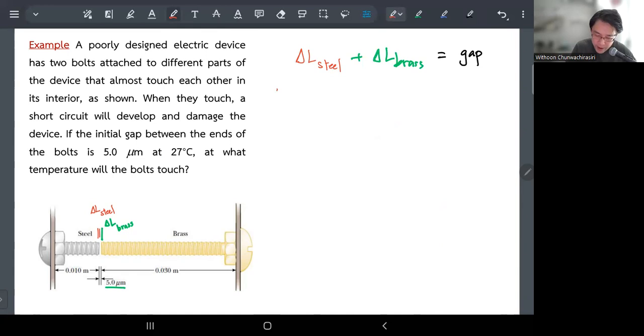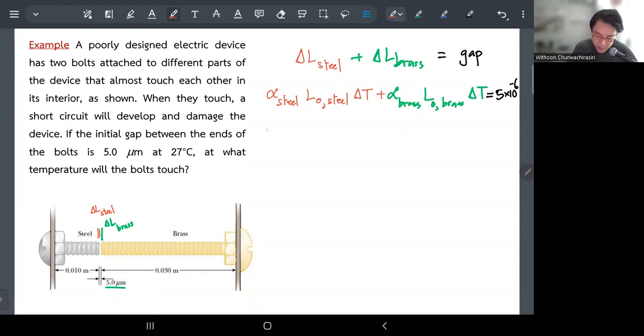It's going to be alpha steel times the original length of the steel, let me call it L naught of the steel, times the delta T, plus alpha of brass times L naught of the brass bolt, times the same delta T, because they are being raised with the same temperature change. And that's going to be equal to 5 micron, 5 times 10 to the negative 6. The rest is just plugging in the numbers now.